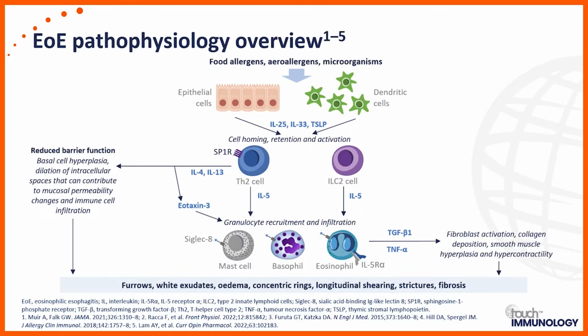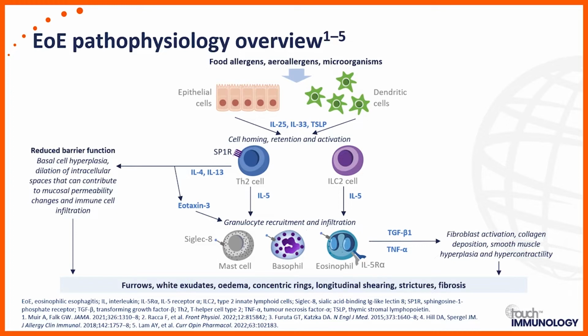Doing a little deeper dive into EOE pathophysiology and looking at it from a molecular level, we see that in patients who may have some disrupted epithelial barrier, food allergens and air allergens can cross this barrier, be taken up by dendritic cells. Those dendritic cells then trigger homing of Th2 inflammatory cells to come into the tissue. Those cells then trigger other inflammatory cells such as mast cells, basophils, and eosinophils to traffic to the esophagus. Those signals include IL-25, IL-33, TSLP, IL-4, IL-13, and IL-5, in addition to eotaxin 3.